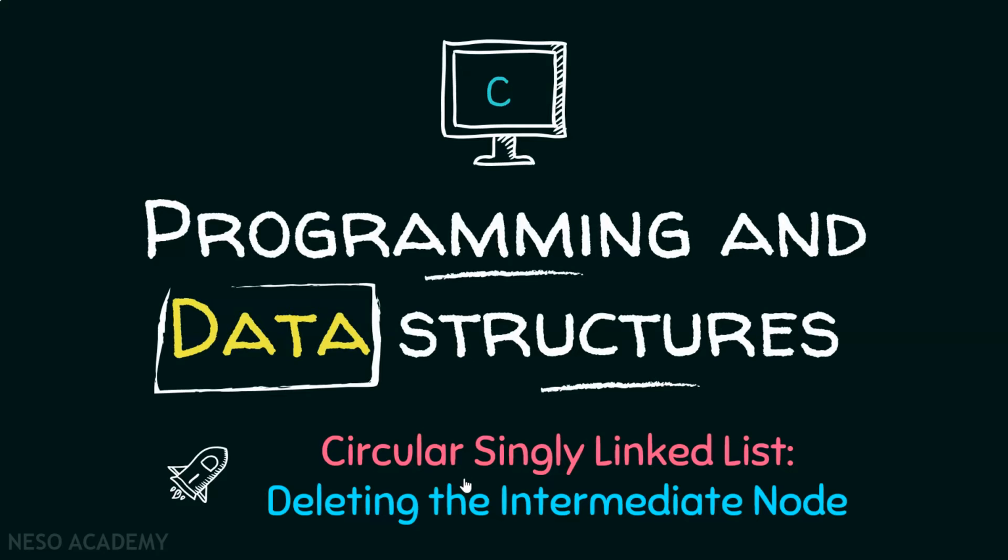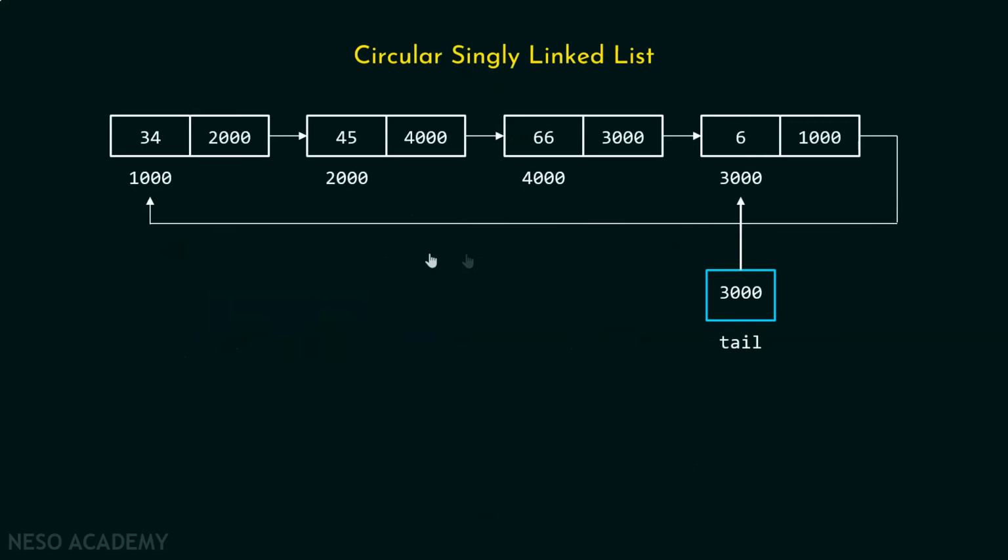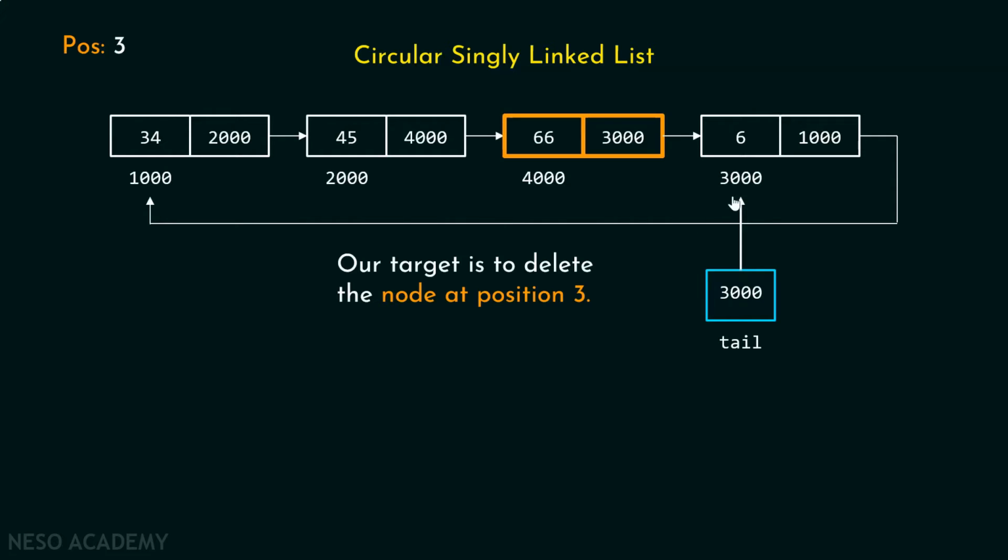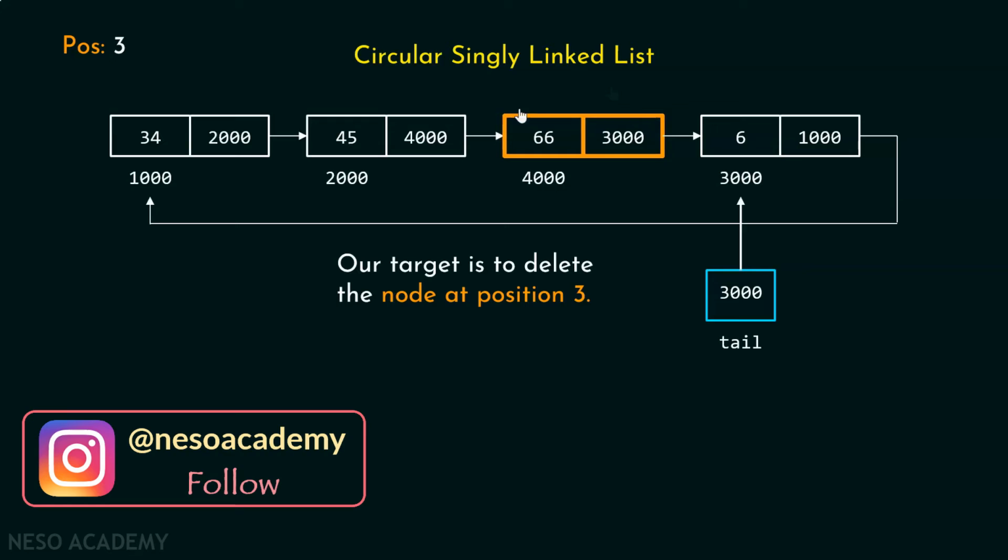In this presentation, we will learn how to delete the intermediate node of the circular singly linked list. So let's get started. Let us suppose we have the circular singly linked list and currently the tail pointer is pointing to the last node of this list. Our target is to delete this particular node, that is, the node at position 3.